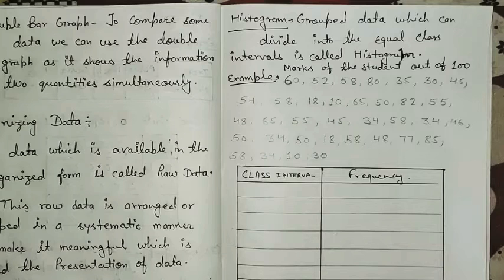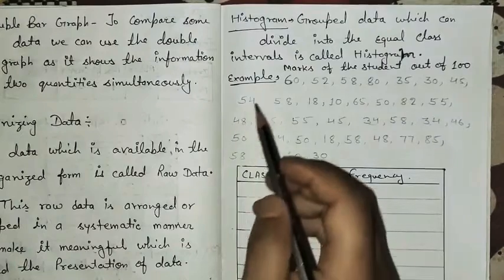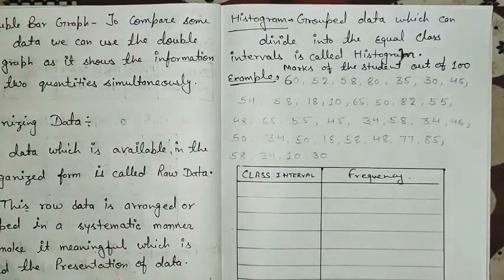Now let's move to our main topic, that is histogram. Grouped data which can be divided into equal class intervals is called histogram. One example is here: marks of the students out of 100. Suppose I am a math teacher and I want to categorize you after your test, that is, how many students are doing very well, how many have to improve themselves, and how many are in a very poor condition, getting only 10 to 20 marks, 20 to 30 marks. So what I will do, I will categorize them. I will make some intervals.